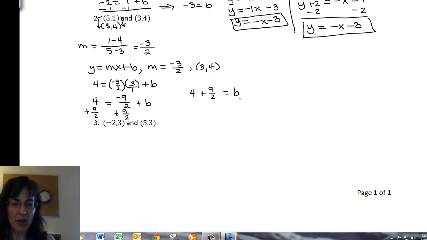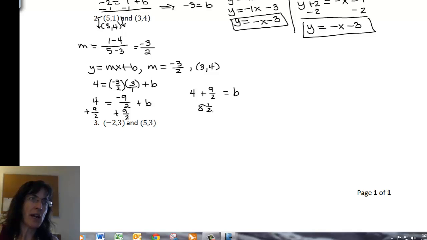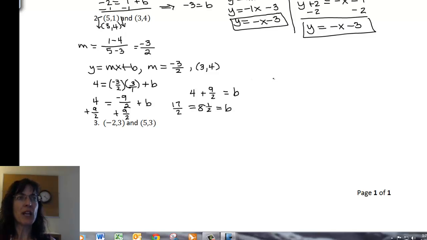And I can just use my calculator for that. Four plus 9, and then the ABC key, halves, and I get 8.5. So I'll write that 8 1/2 equals b, and I'd really rather have it as an improper fraction, so I'm going to change that. I have to use my second and my ABC button on this calculator, and I end up with b equals 17 halves, and I much prefer that to the 8.5.